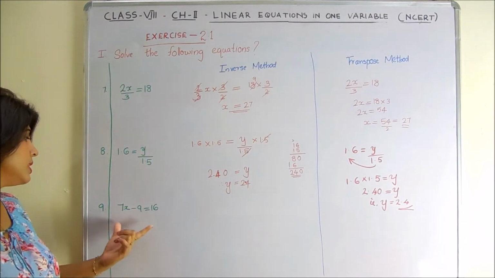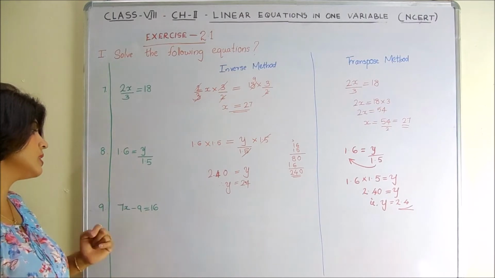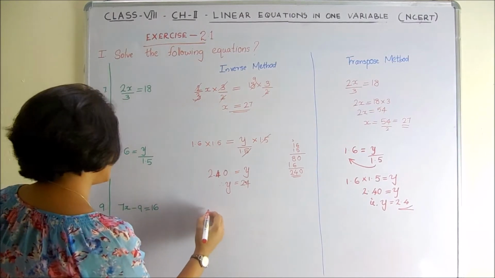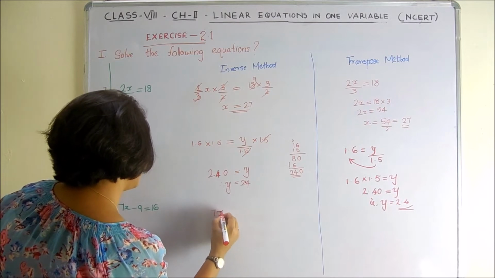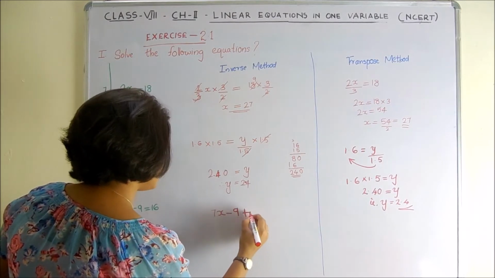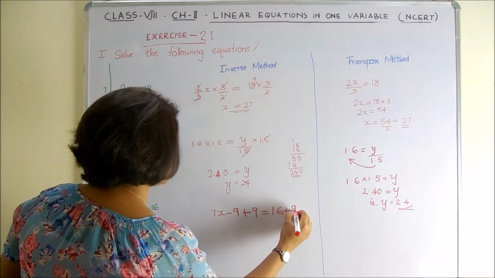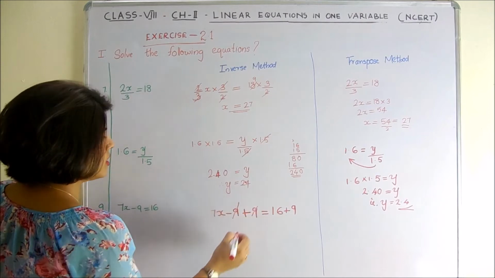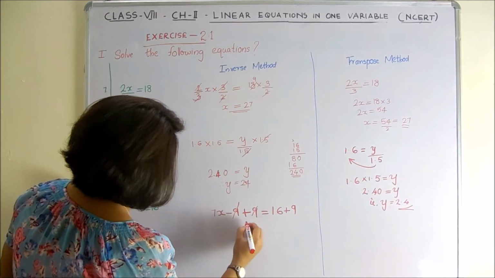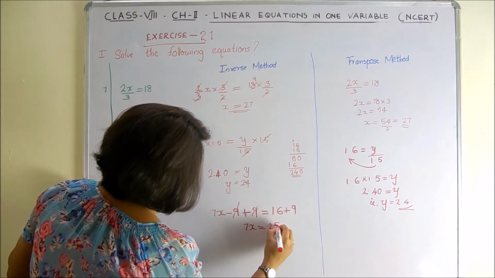Our ninth question is 7x minus 9 equal to 16. We have to eliminate this 9, so we have to add 9 on both sides of the equation. Then the equation becomes 7x minus 9 plus 9 is equal to 16 plus 9. Here 9 cancels out. The remaining is 7x equal to 16 plus 9, which is 25.